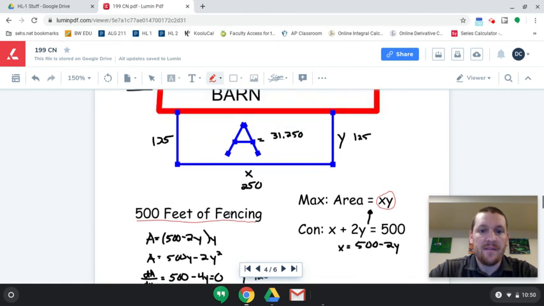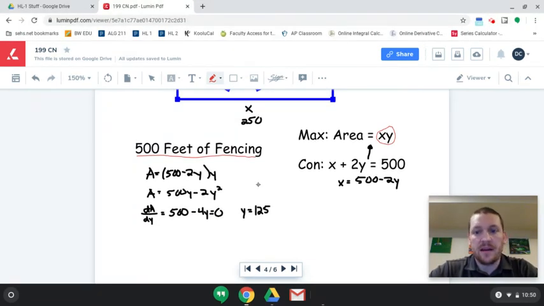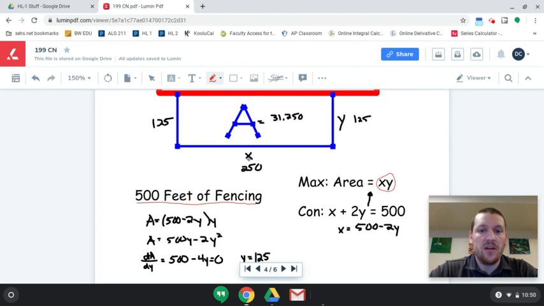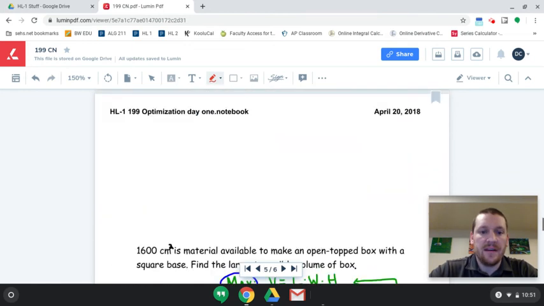And now we have area in terms of Y, and we can go through and figure out what our Y value would be. And then once you find out what your Y value would be, you know what your X value would have to be. And then using that, we can find out our area. So it's just kind of cool different ways to be able to go through and look at certain optimization problems.